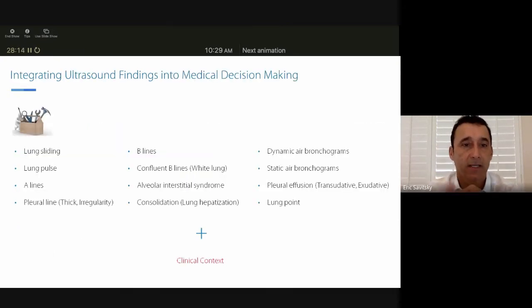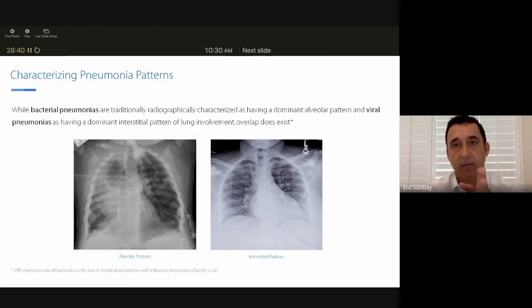All right, next thing that we're going to discuss: now that we've gone through and defined all these terms, this is our toolkit. We have all these terms: lung sliding, lung pulse, A-lines. We've looked at pleura and talked about lung consolidations. Here it's really important to take that information and marry it to clinical context and apply it. So we're going to go through doing that, and then we're going to scan 3 real cases shortly and apply them clinically. So, talking about pneumonia patterns.